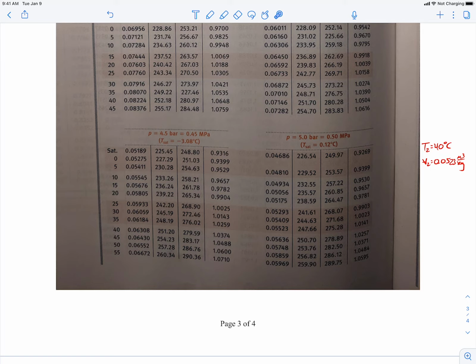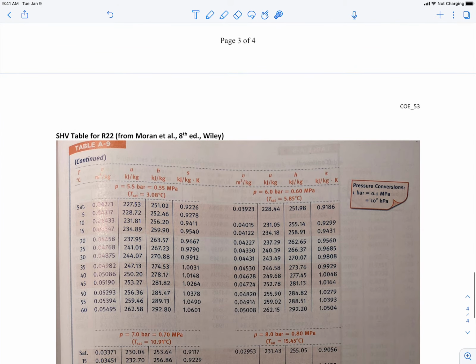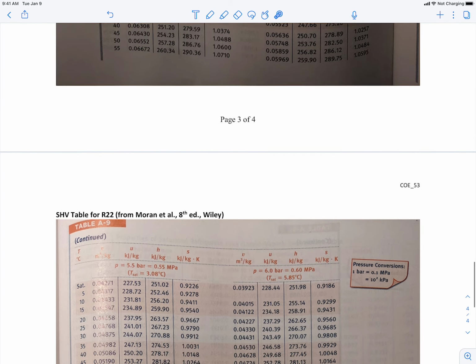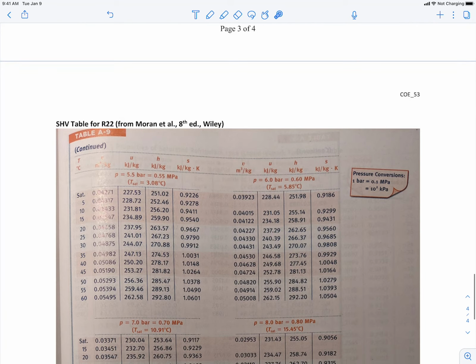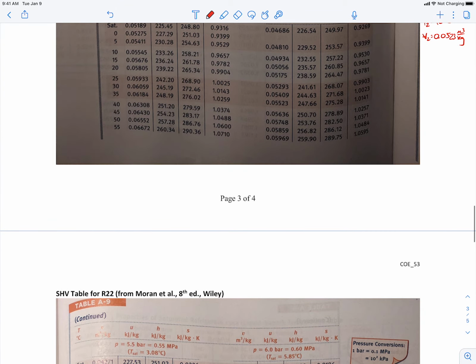Here we are at 5 bar. This one's getting pretty close, 0.05636. So we're just a little bit lower than that particular specific volume. And then here we are at 5.5 bar, and this one is less. Remember, our specific volume is 0.0523. And here it's 0.05086. So we're somewhere between that specific volume and this specific volume.